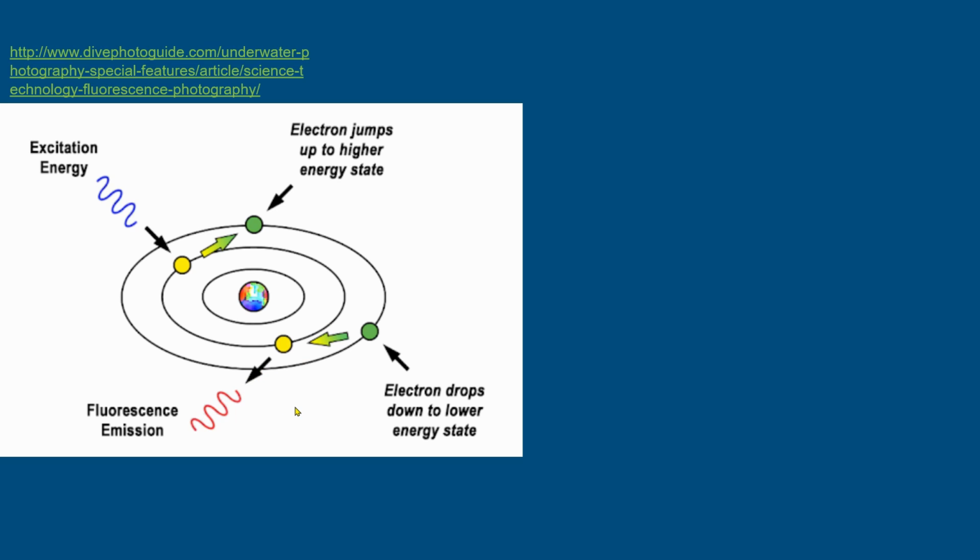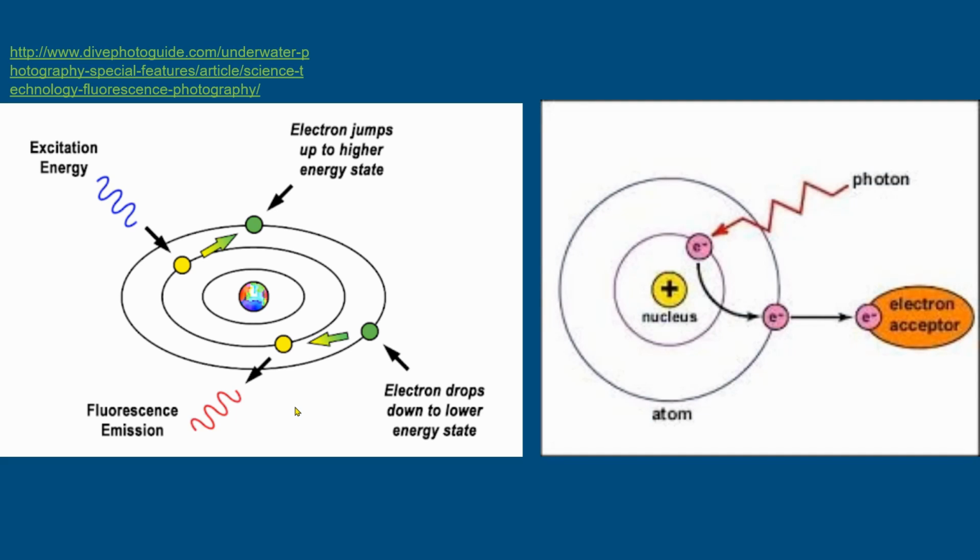Now, what could also happen is that the energized electron actually leaves the atom and is accepted by an electron acceptor molecule, which becomes reduced. Now, remember, reduction describes when a molecule gains electrons. This really only happens if viable electron acceptors are available for the atom.